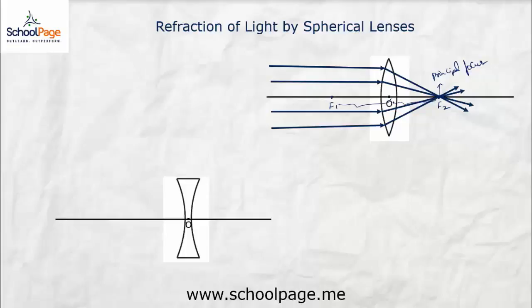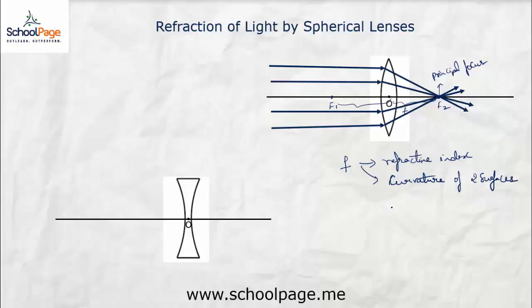The focal length of the lens is the distance between the optical center and the principal focus of the lens. So focal length is represented as small f. The focal length of a lens depends on the refractive index of the glass from which it is made and the curvature of its two surfaces. Higher the refractive index, shorter will be the focal length. Similarly, more the curvature, shorter is the focal length.